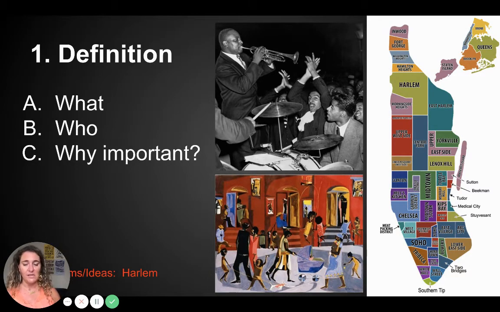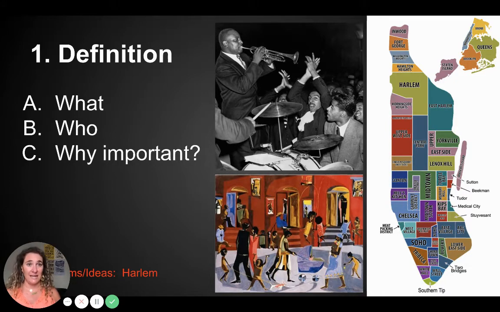So the definition of the Harlem Renaissance, the what, the who, and the why it is important. The what of the Harlem Renaissance that you need to understand is that it's an increase in African-American art, music, literature, and just Black culture in general. This is really a celebration of African-American culture by African Americans.